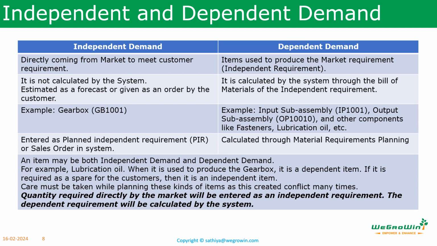Example as per our business case is gearbox. These independent demands are entered into the system as planned independent requirement or sales order in system. Dependent requirement means these are all the items which are used to produce those materials which are coming as a market requirement, that is the independent requirements. And they are calculated to produce these independent items through bill of materials, considering the stock available, etc. Example from our case is the input subassembly to produce a gearbox, output subassembly, other components like fasteners, lubrication oil, etc. They are used to produce a gearbox. And these things are calculated through material requirement planning.